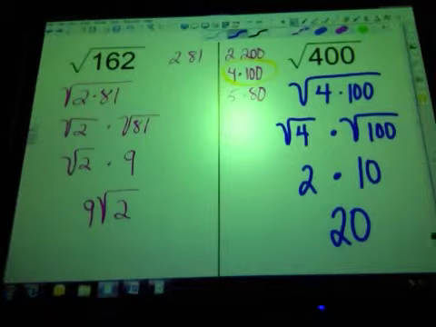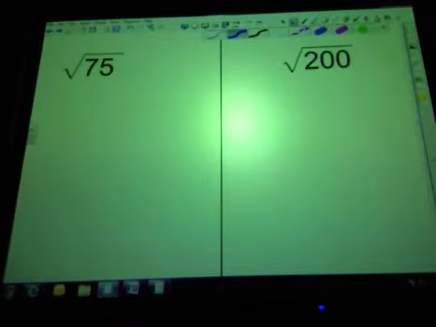Now maybe you already knew that, so you didn't have to do this method. And good for you. If you already knew square root of 400 was 20, then you could have just written down 20. Usually it doesn't work that way, though.